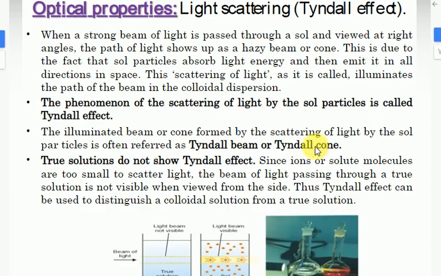That is called Tyndall cone only. Just one point remember, true solutions do not show the Tyndall effect. True solutions do not show the Tyndall effect because the solid particles are very small.